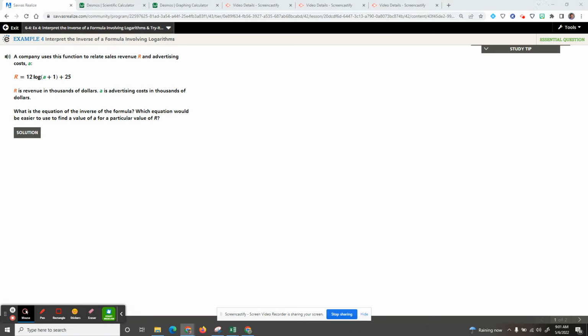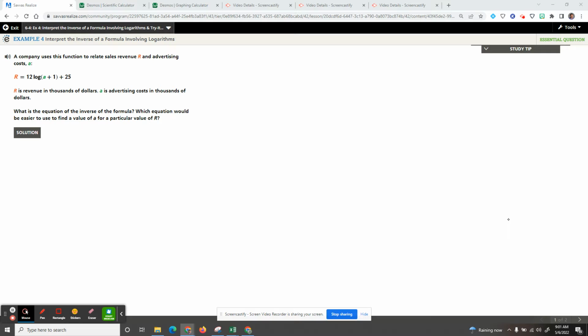Now we're going to be using what we just learned in example 3 in context in example 4. So it's really the exact same skill. A company is using this formula to relate revenue and advertising costs. So in theory, if you increase your advertising costs, you should be increasing the amount of money you bring in, right?